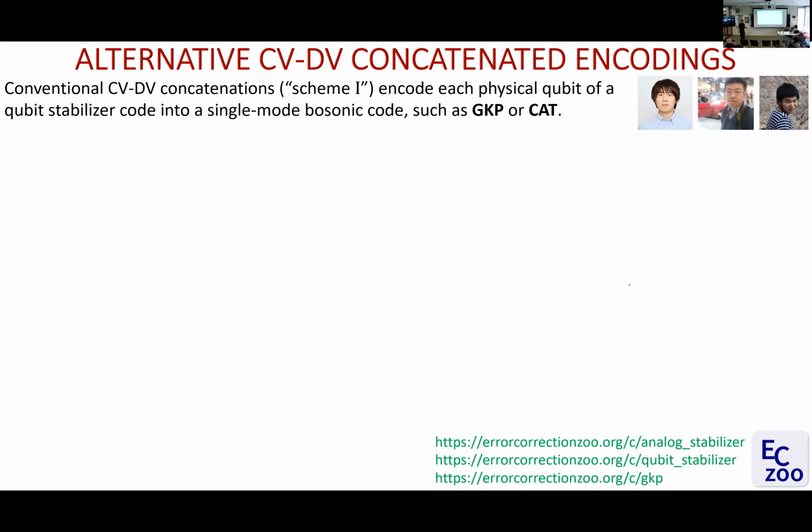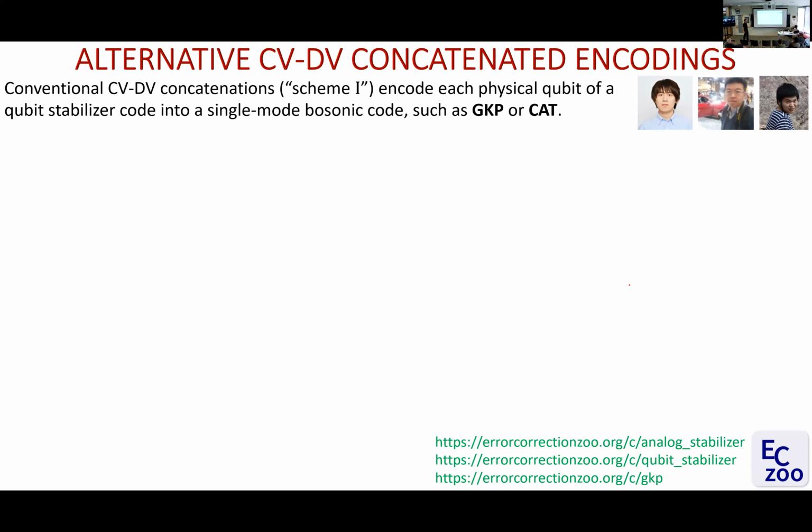There are many other bosonic codes that people have been sort of introducing and studying. And so with every new single mode bosonic code, you get another opportunity to combine it with a multi-qubit code and play these games where you combine different codes and you see what happens. Are they better or are they worse than the original, more conventional concatenation schemes?